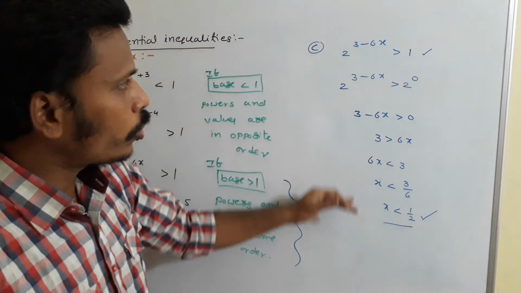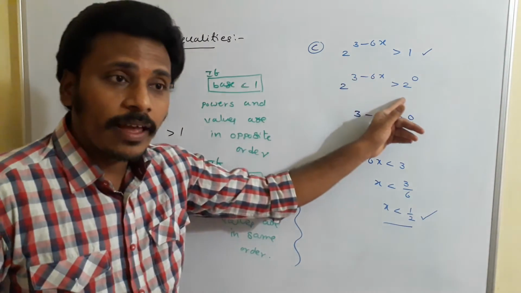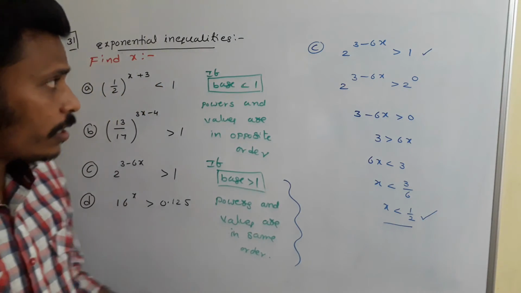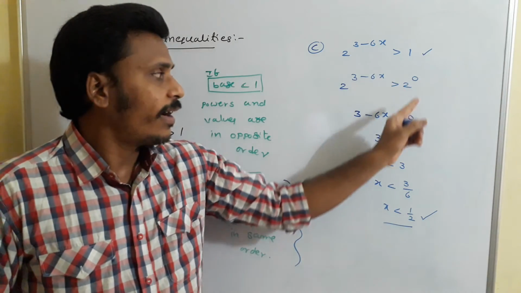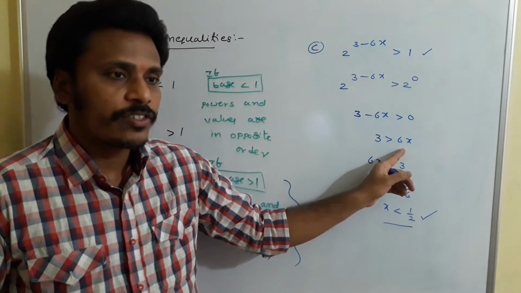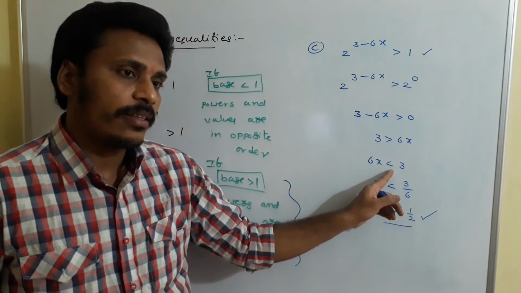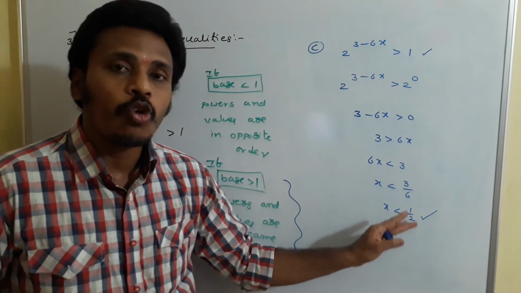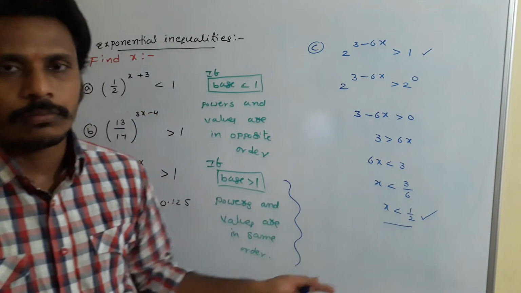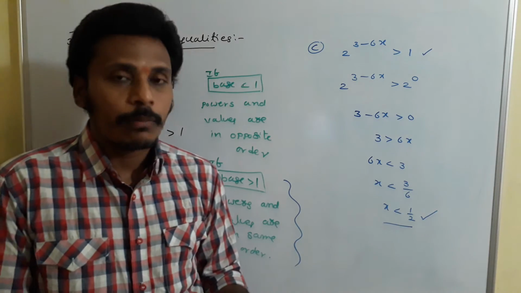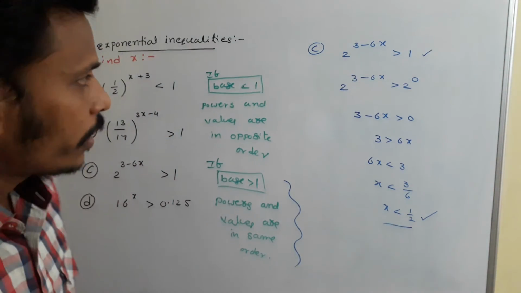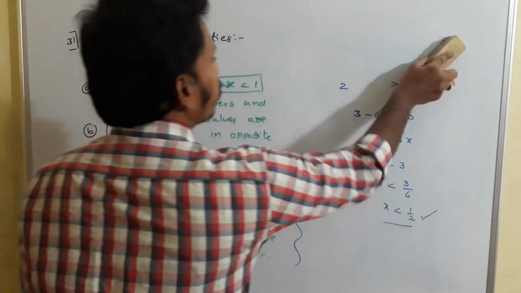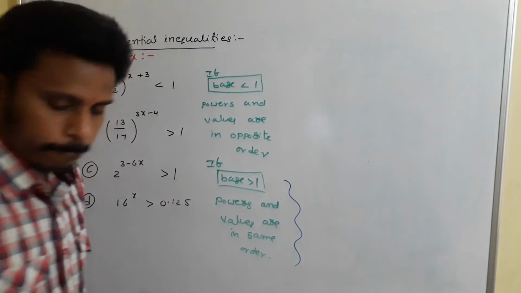See, first of all, observe this. Since the base is more than 1, we need to follow the same order. So 3 minus 6x is greater than 0, 3 is greater than 6x, and 6x is less than 3. From there, x is less than 3 by 6, and at the end our value of x is less than 1 by 2. Any value which is less than 1 by 2 is acceptable here. Okay? That's bit C.